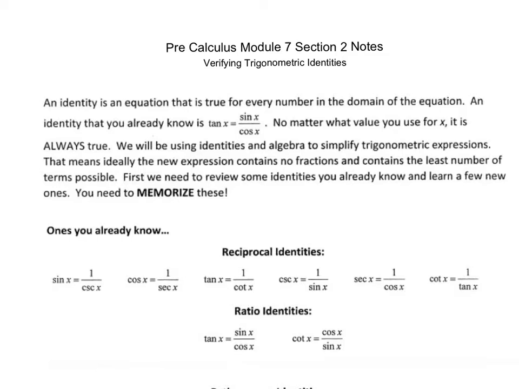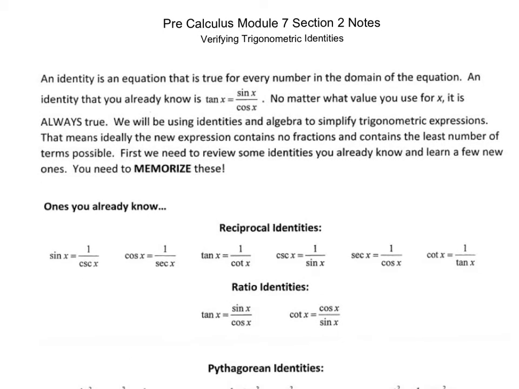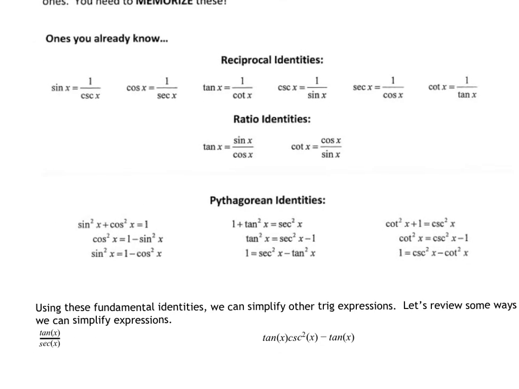So let's go ahead and review the ones we talked about in section 1. We went over our reciprocal identities and our ratio identities or quotient identities. So that's what we already talked about. We also talked about our Pythagorean identities: sine squared plus cosine squared equals 1, 1 plus tangent squared equals secant squared, and cotangent squared x plus 1 equals cosecant squared x.